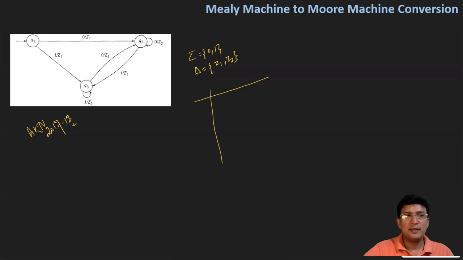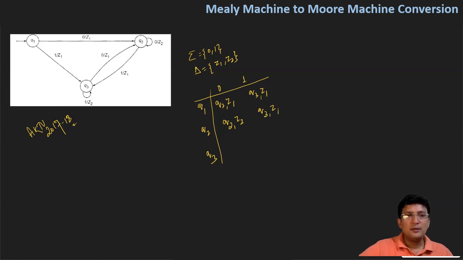So let's design a table for this. The states are Q1, Q2, and Q3. The input symbols are 0 and 1. Q1 on getting a 0 goes to Q2 and produces the output Z1. Q1 on input 1 goes to Q3 and produces the output Z1. Q2 on 0 goes to Q2 only and produces the output Z2. And Q2 on getting a symbol 1 goes to Q3 and produces the output Z1.